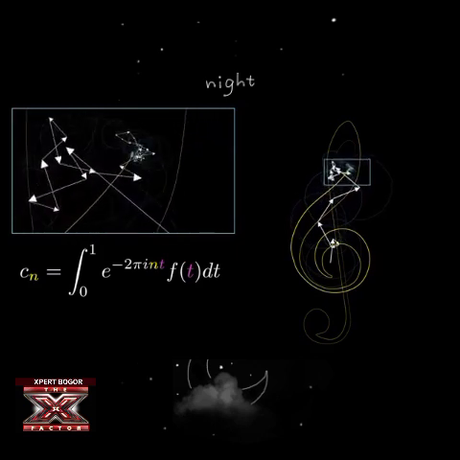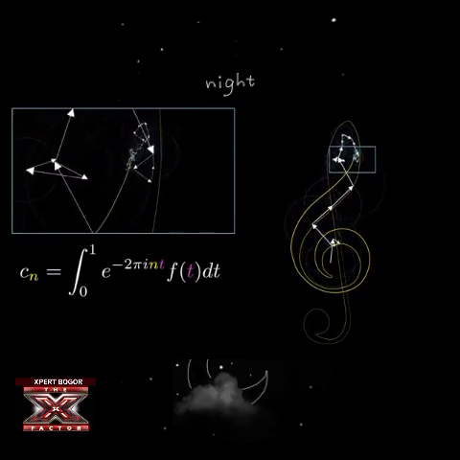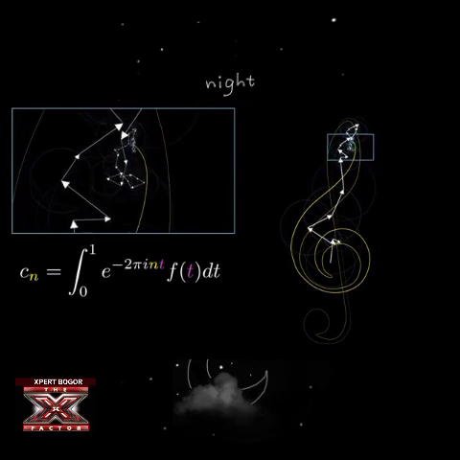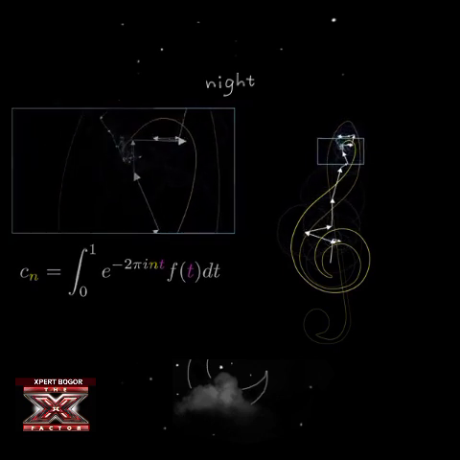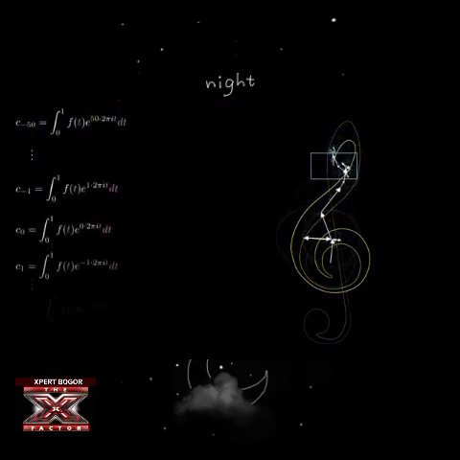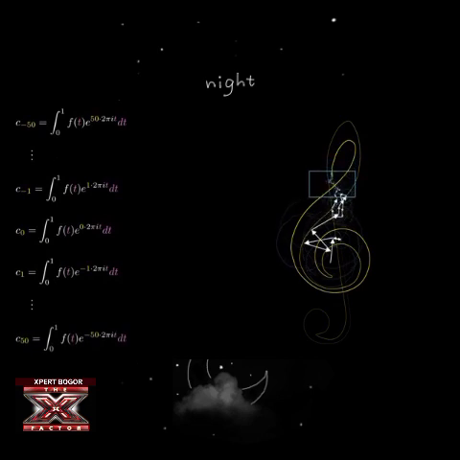So when I'm rendering these animations, that's exactly what I'm having the computer do. It treats the path like a complex function, and for a certain range of values n, it computes this integral to find the coefficient c_n.